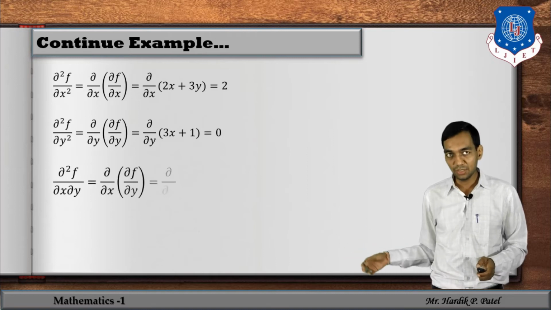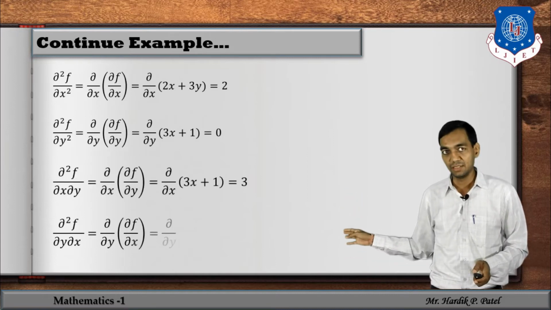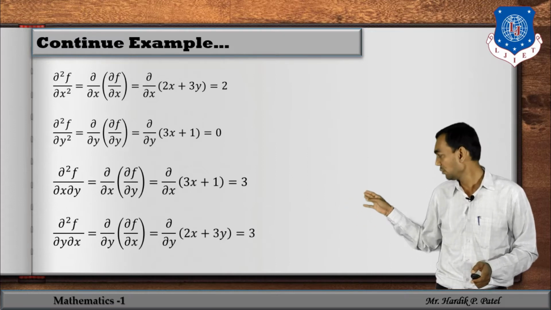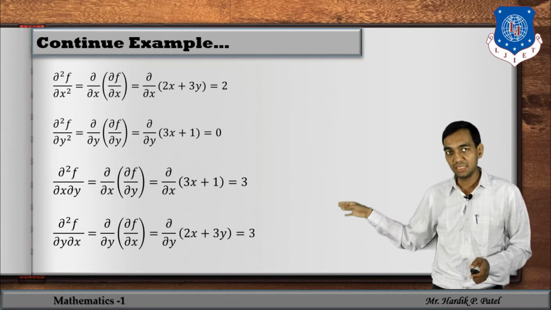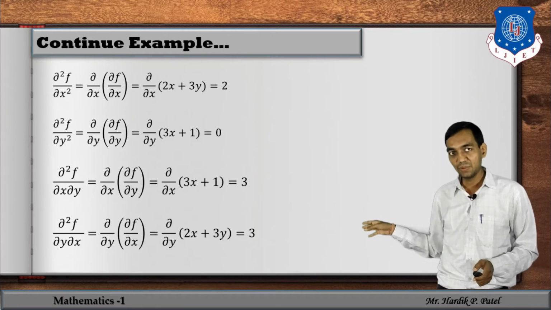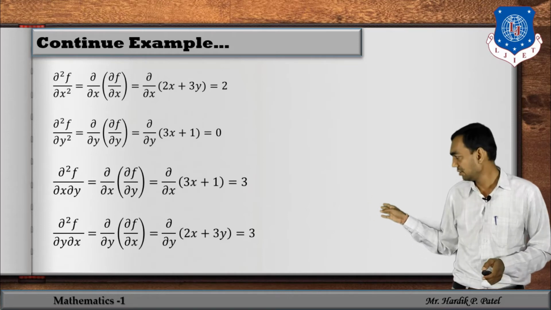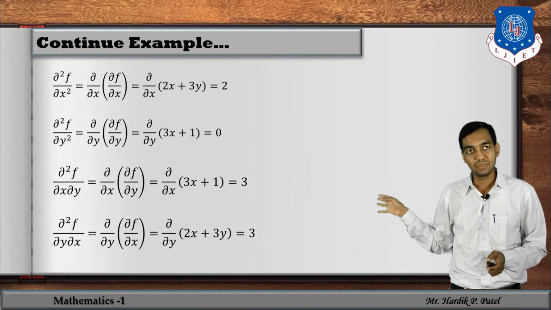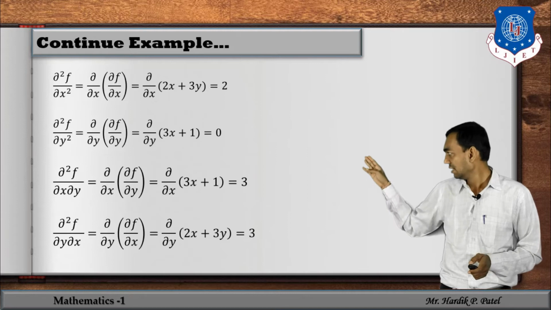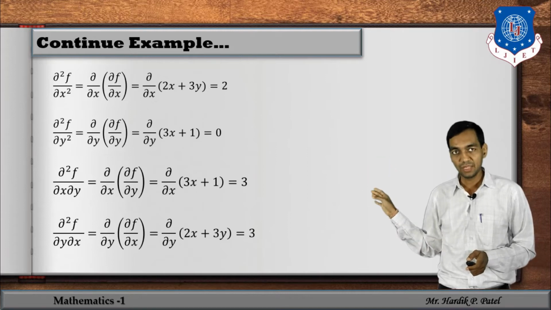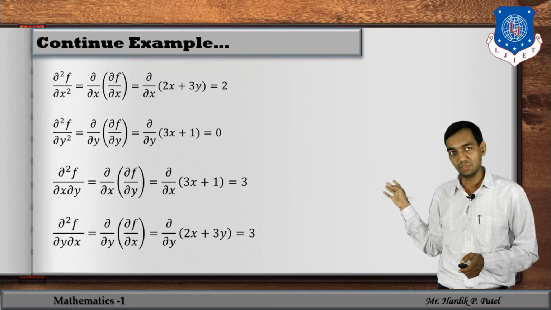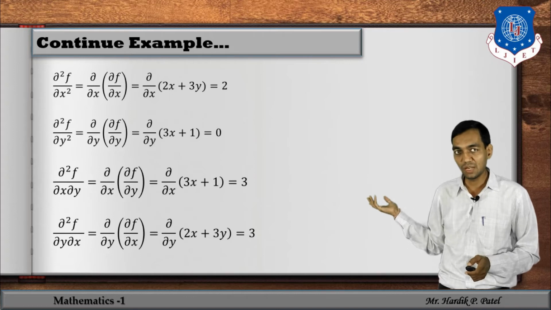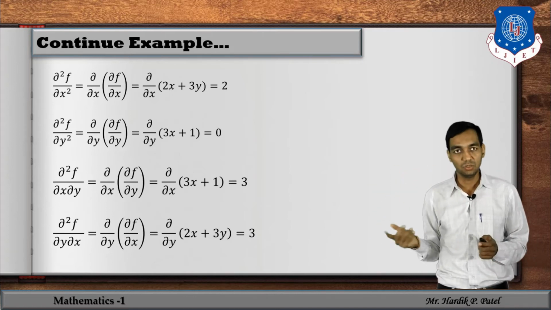In the same manner for second order derivatives, del square f by del x square, that means del by del x of del f by del x. Now del f by del x has value 2x plus 3y and you have to differentiate it with respect to x. So 2x has derivative 2, 3y has derivative 0, so it has value 2. In the same manner, del square f by del y square, that means del by del y of del f by del y. But del f by del y has value 3x plus 1. So del by del y of 3x plus 1 has value 0 because there is no y, so the whole term is treated as a constant.